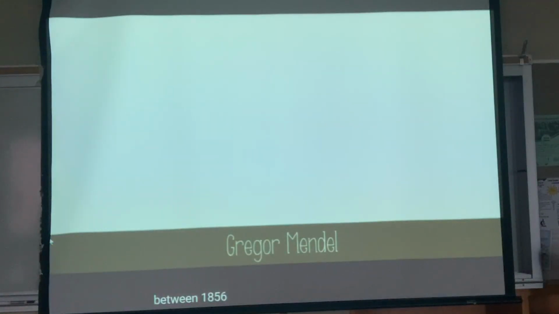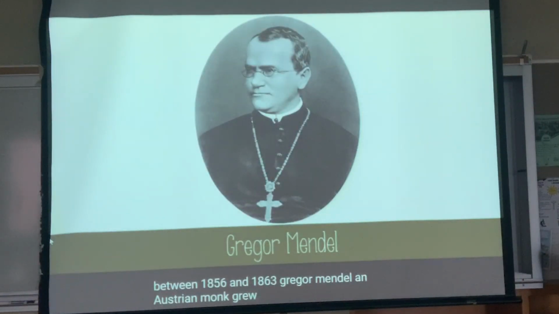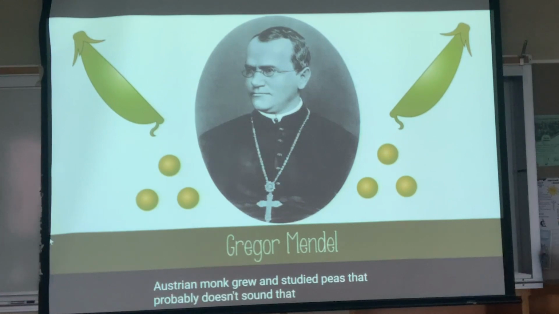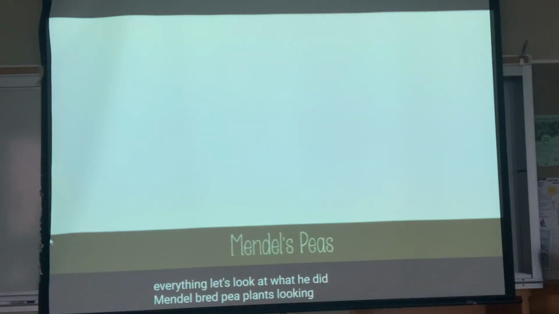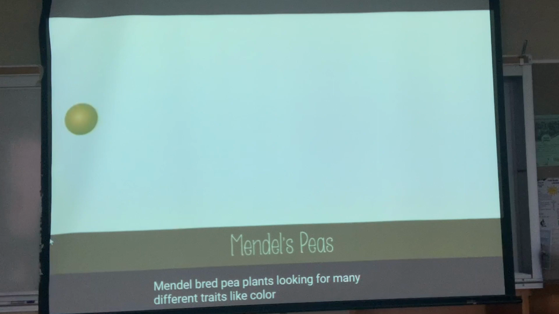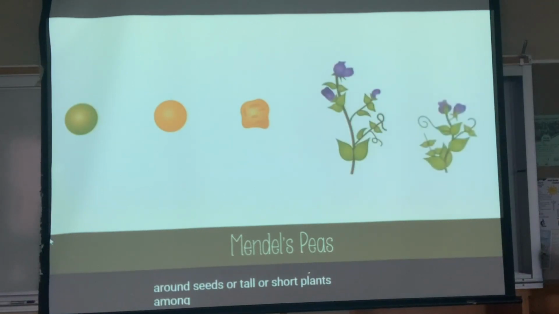Between 1856 and 1863, Gregor Mendel, an Austrian monk, grew and studied peas. That probably doesn't sound that exciting, but what he learned about genetics changed everything. Let's look at what he did. Mendel bred pea plants, looking for many different traits like color, wrinkly or round seeds, or tall or short plants, among other things. Once he had a purebred trait, he would run an experiment.